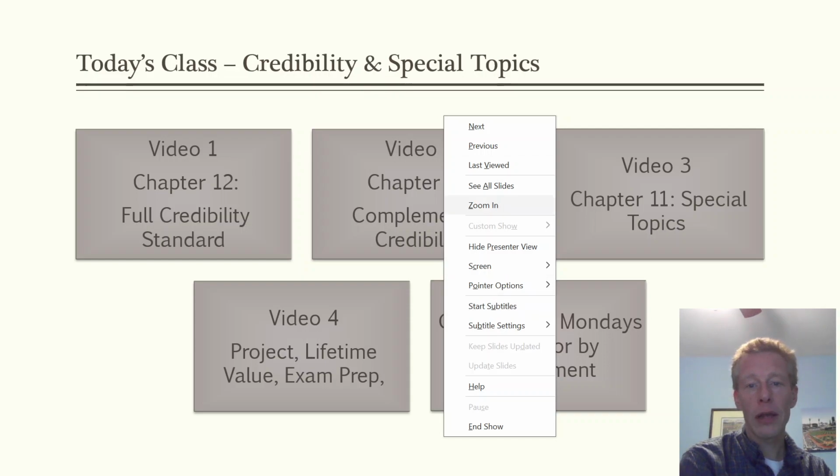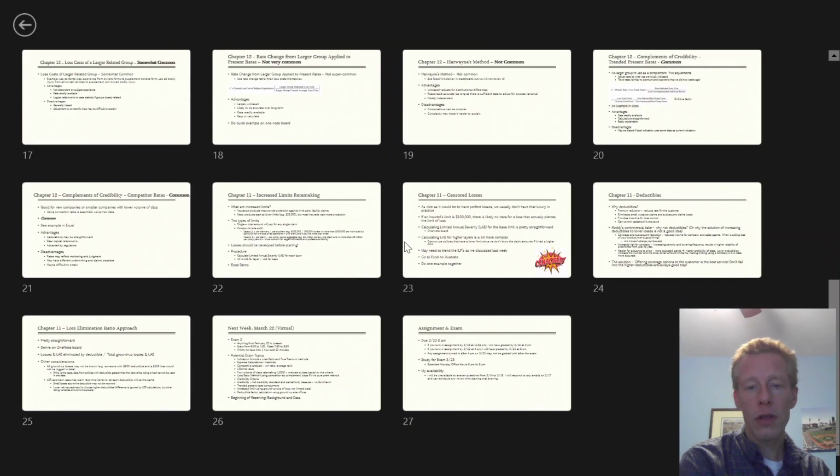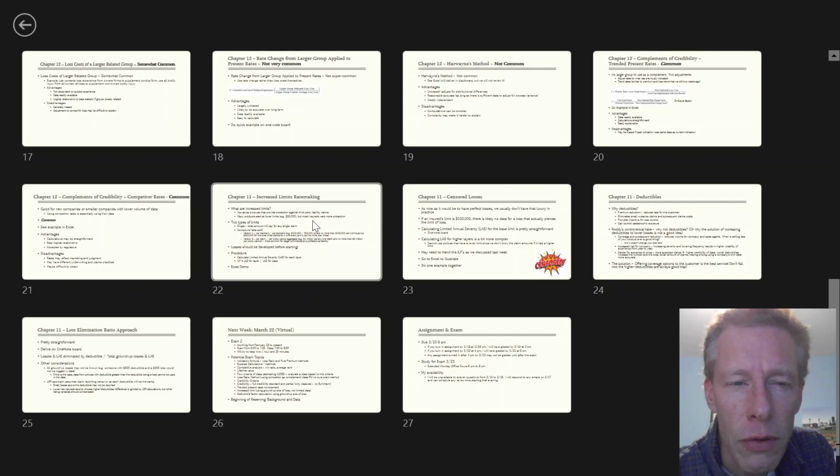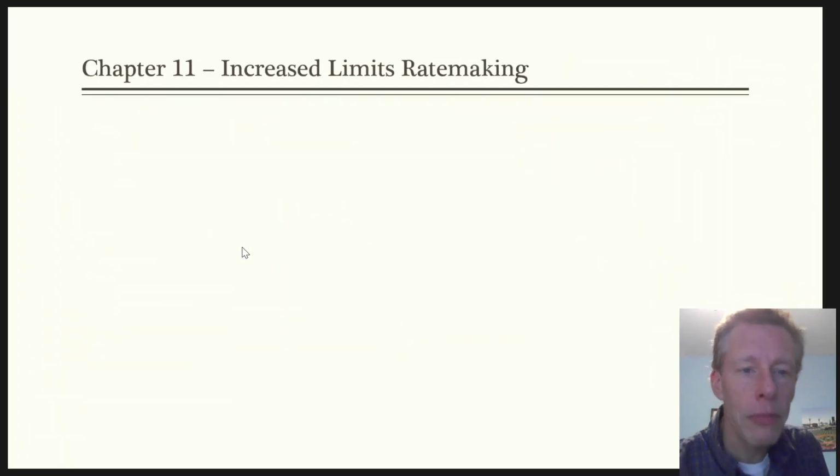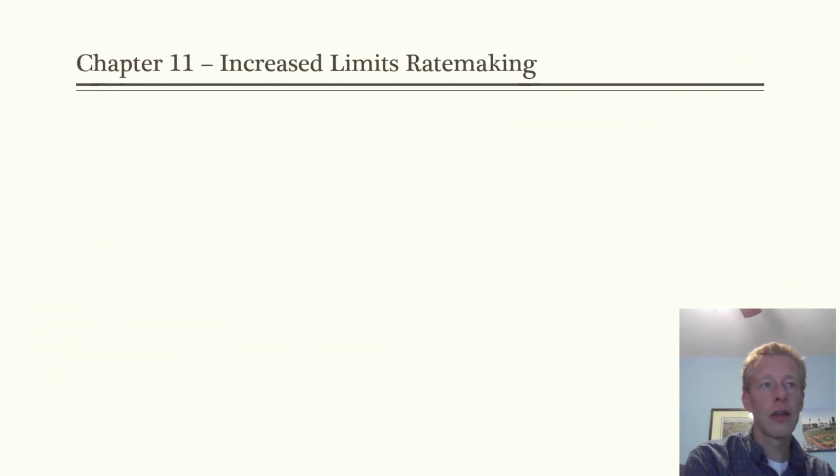at the low end. So I'm now trying to find the actual slide here. See all slides. So we're going to jump down to chapter... there it is. Chapter 11. We're going to do increased limits rate making. We're not going to cover this whole presentation.